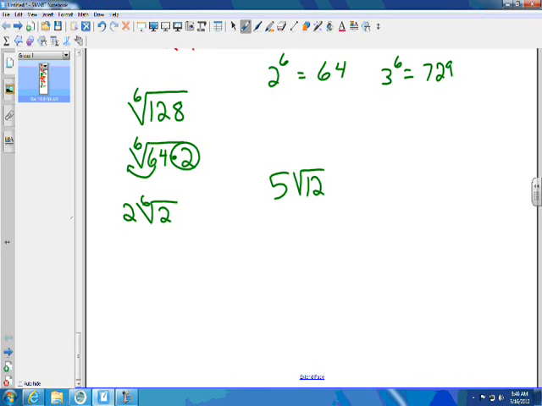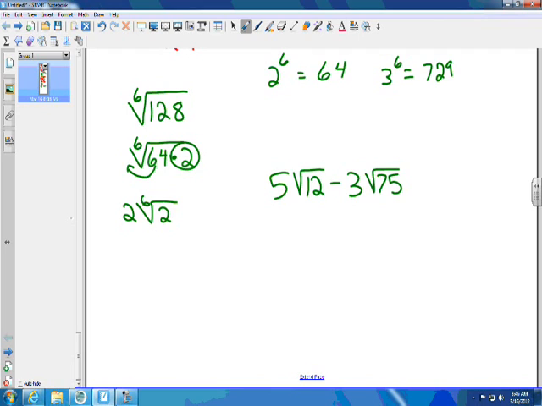5 square root 12 minus 3 square root 75. Again, mind what operation you're doing. Are you multiplying these two numbers? No, what are we doing? Subtracting. Are they like terms? The square roots are not the same, right? So what do we do?